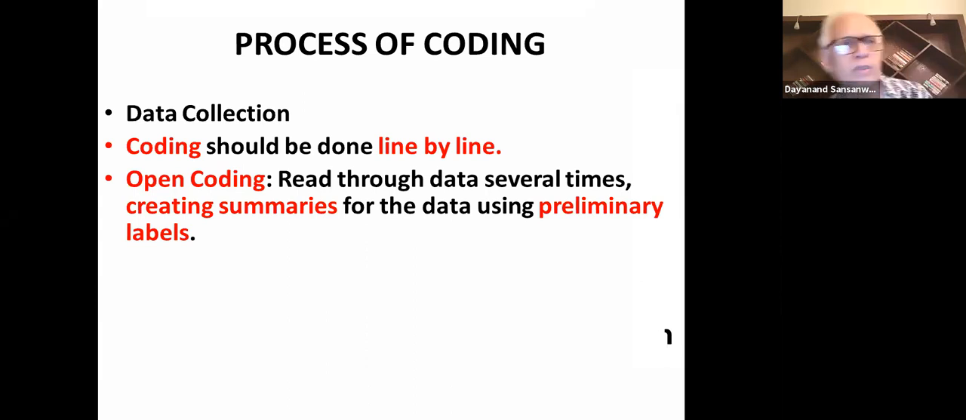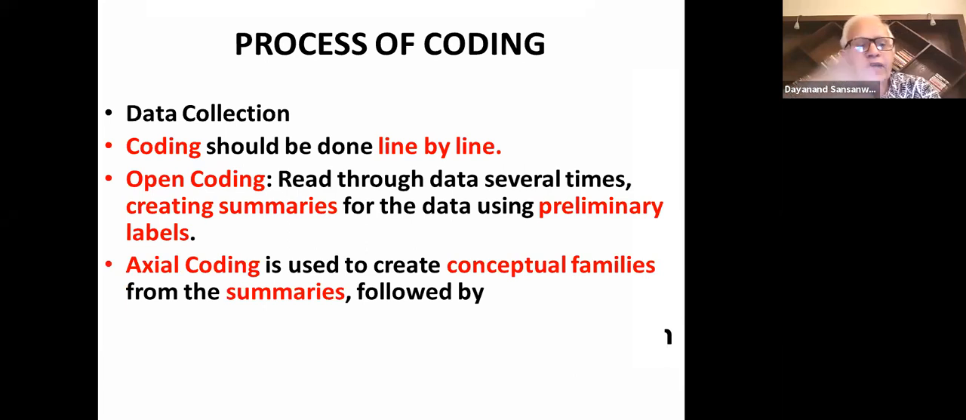So many a time, when you have a letter, you must have experienced that you read that letter many times. And when you read that letter many times, you start understanding, oh my God, so much information is given in that one. So that's a very important thing. So open coding means you have to read whatever material you have many times. And then you should keep on making some summaries. That is very important. That is your first step. That's what you have to do.